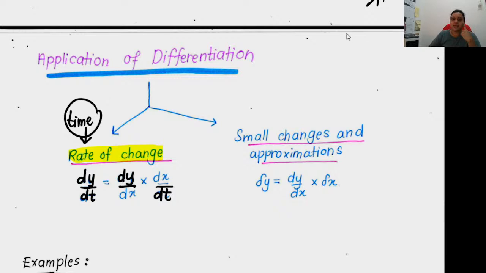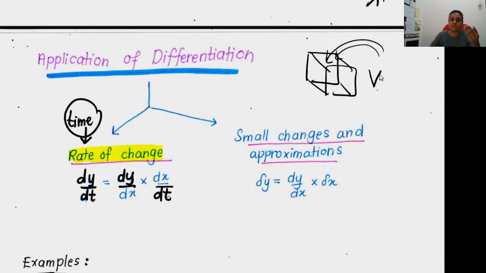For example, teacher gives a cube. Let's say I am pouring water inside the cube. Can I use y? Cannot. I will use v because it's volume. So it will be dv dt.